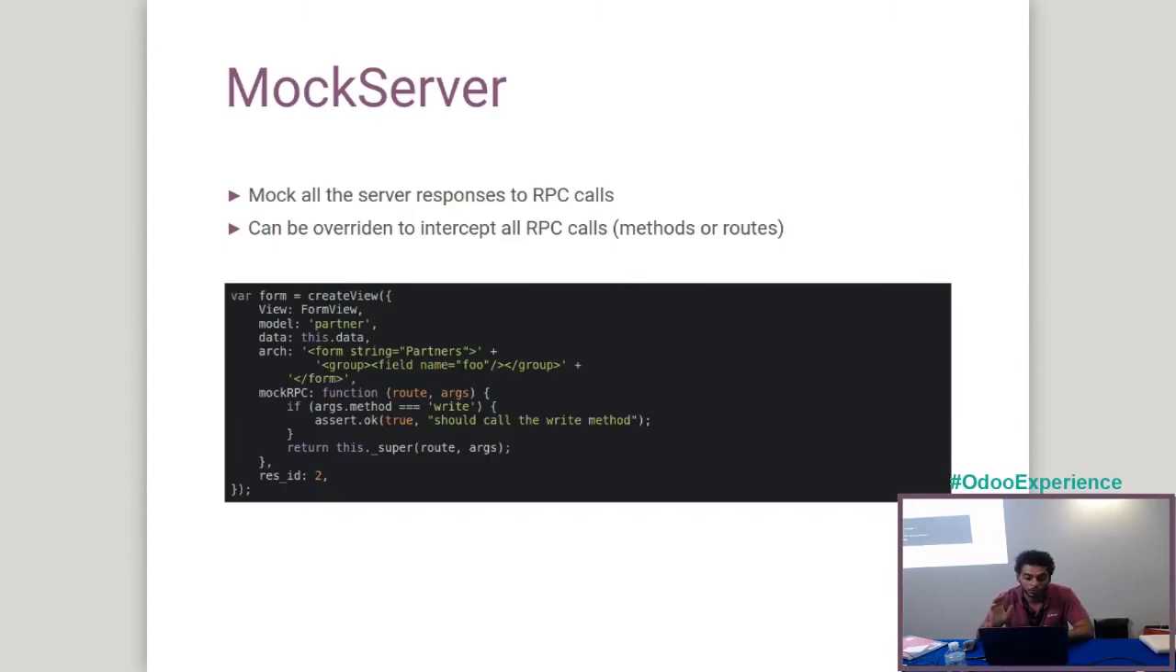But what is great is that you can override the mockRPC and intercept the RPC calls. So here in this example, I override it with a function. I see that the method call is right, because why? I want to be sure that my click on save, for example, goes to the right function and really says to the server, okay, now I want to do a write. So I make an assertion inside. So with this mechanism, you can intercept every RPC call, the ones that you create yourself, the route, everything you can intercept, and then do whatever you want inside.